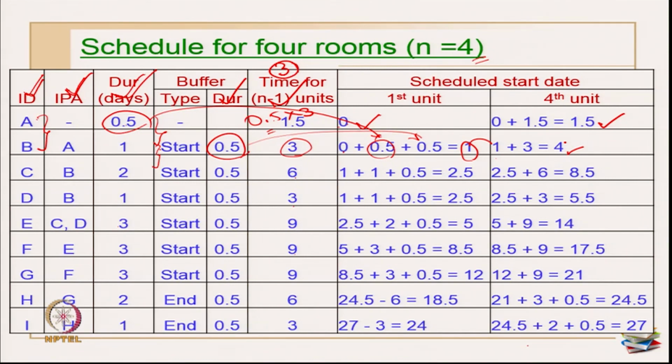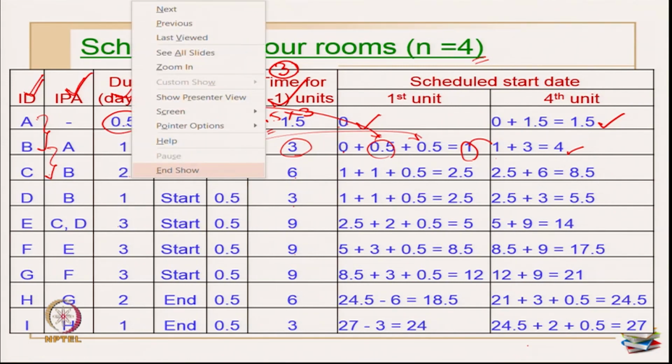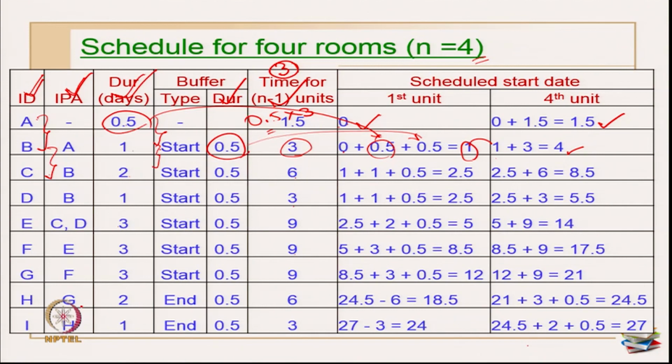Now, the next activity is C. C has a sequential or dependent relationship with B. So, I have to look only at these two activities. What about the duration? This is 1, this is 2. So, it is still slower than the previous activity. So, still I am going to say start buffer only. The minute I say start buffer, I have to fill up my first unit first and then I have to fill up my 4th unit.